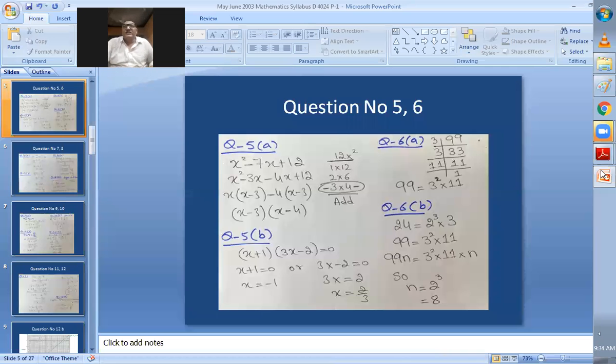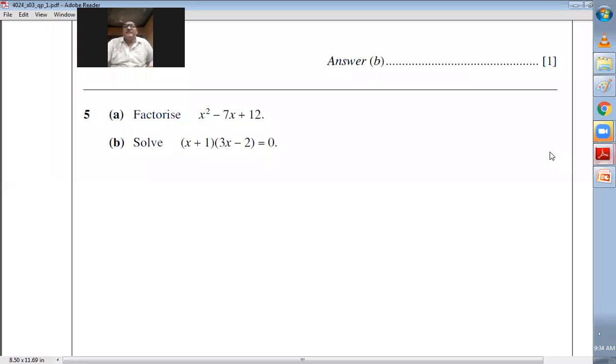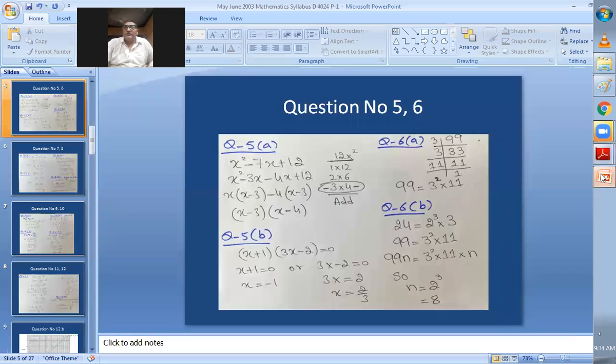So let's move to the next part. The next part is, he says, solve this equation: x plus 1 in one bracket and 3x minus 2 in the second bracket equals 0. You see, if two brackets are multiplying and the answer is 0, this means that either the first bracket is 0 or the second bracket is 0 or both of them are 0. So I will make both the brackets equal to 0.